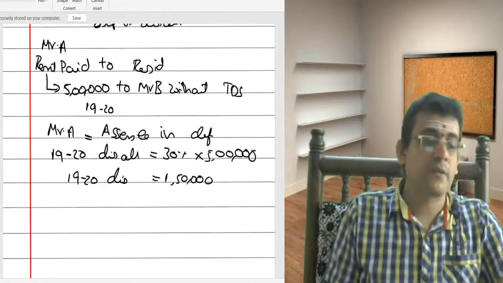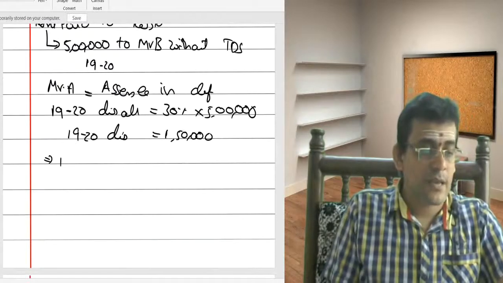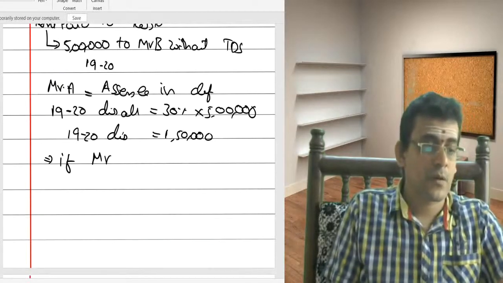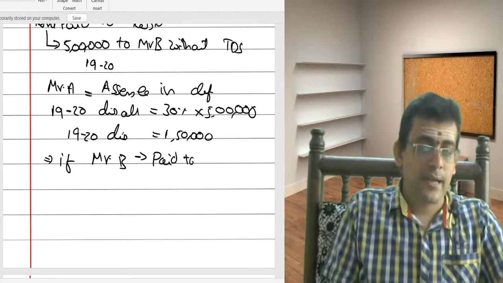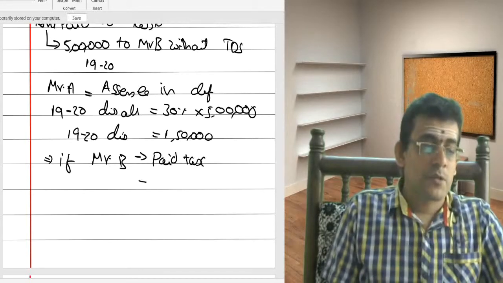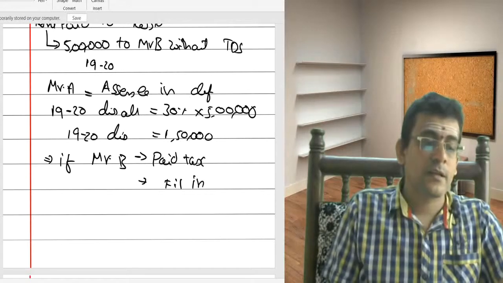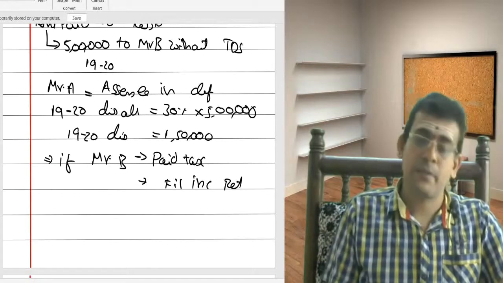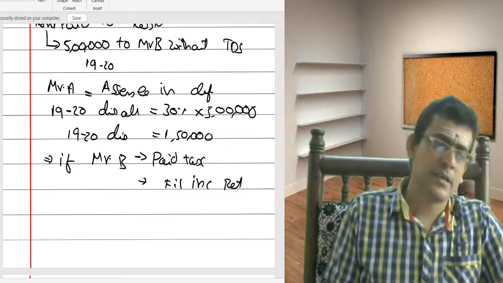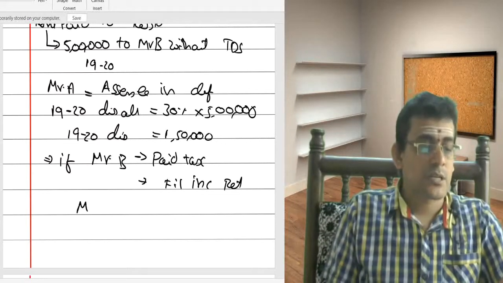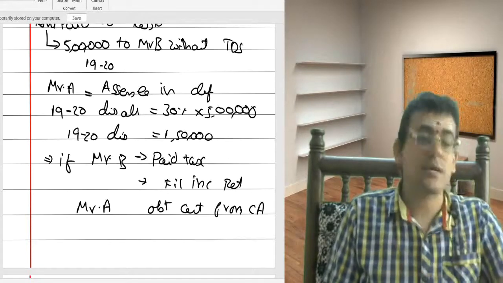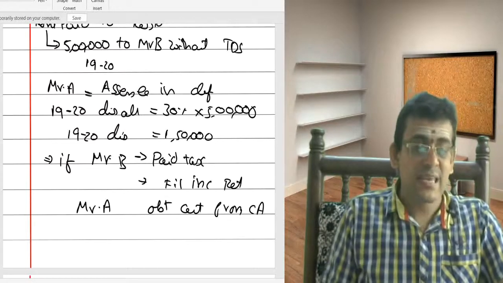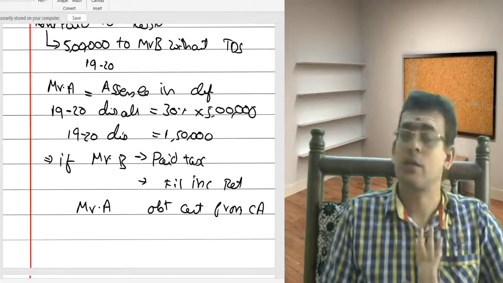But the act gives you a benefit. What benefit does it give? It says that if Mr. B, the recipient, paid tax on the entire 5 lakhs, Mr. B filed the income tax return, so this person has paid the tax and filed the return, and Mr. A obtains a certificate from a chartered accountant, if all these three conditions are satisfied, then in the year of rectification, he can take the tax reduction.